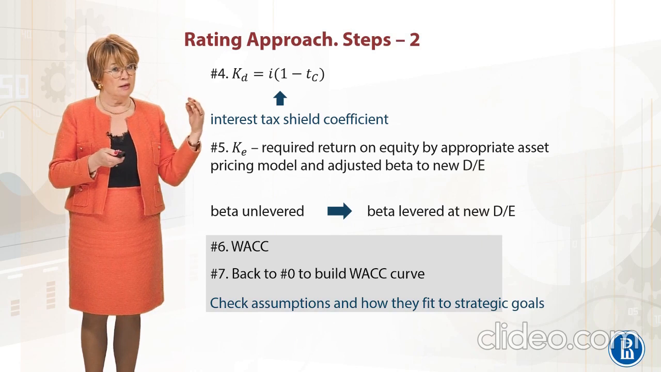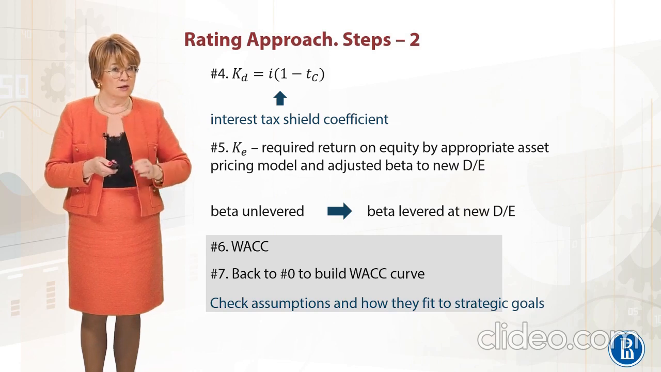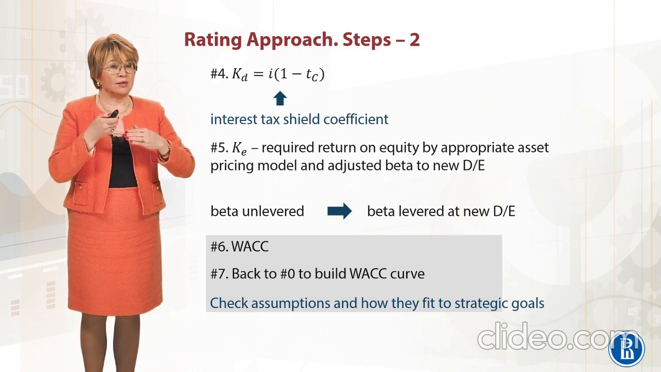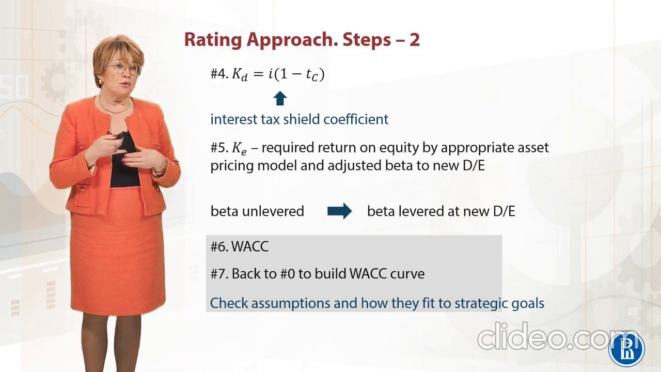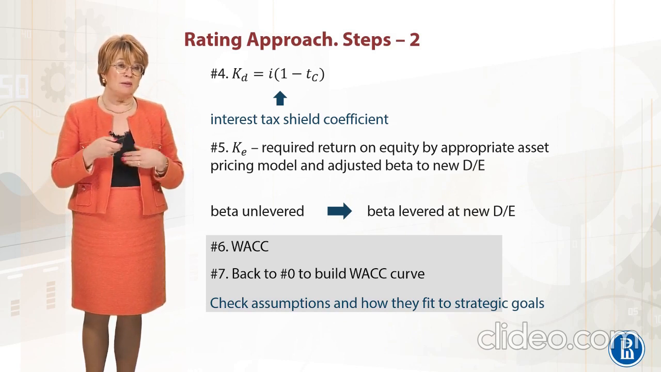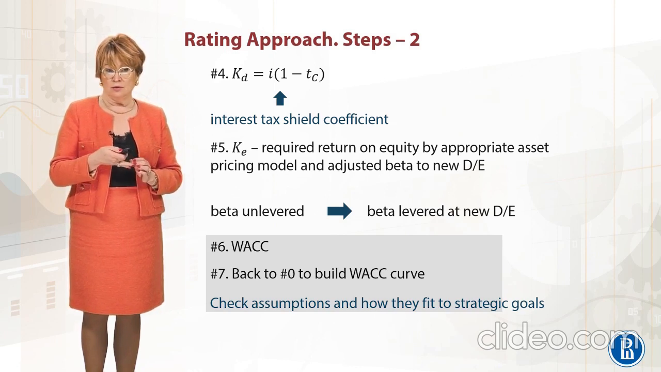Now you are well prepared to move to step number 6, which means that you already have a cost of debt, the result of step number 4. You already got your cost of equity, the result of step number 5, and you have now new weights for the debt and for equity because you are changing your capital structure. So you will compute at step number 6 your weighted average cost of capital at the new level of debt to equity. It's not the end of the story.